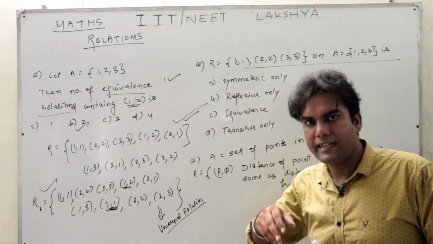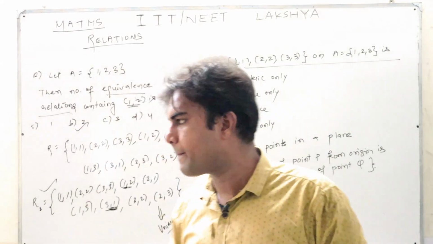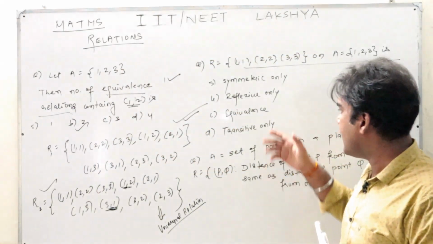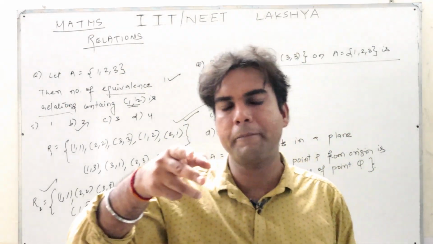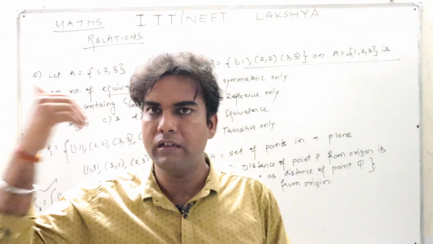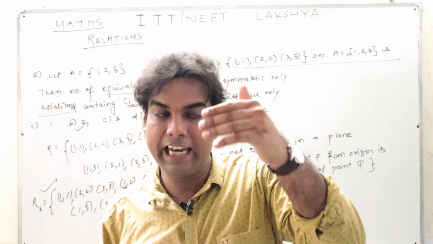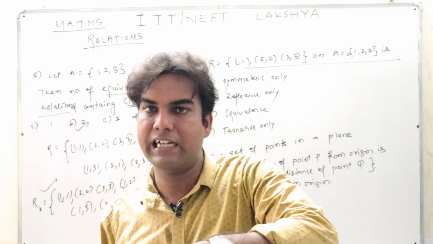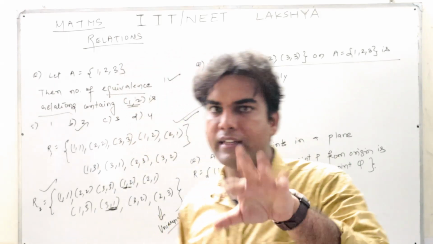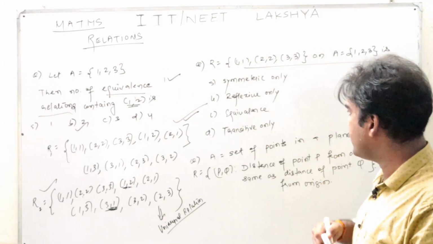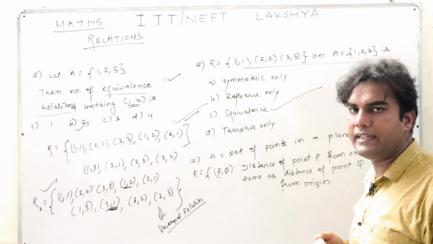The condition is if (1,2) is there, then (2,1) has to be there, but there is no (1,2) here. So it is symmetric also, and transitive also, because the condition of transitive is if (a,b) and (b,c), then (a,c) has to be there. But that condition is not there. If the condition is there and it is not followed, then it will lose the transitivity or symmetricity. But the condition itself is not there, so it is symmetric as well as transitive. So it is reflexive, symmetric, and transitive. My answer is it is an equivalence relation.